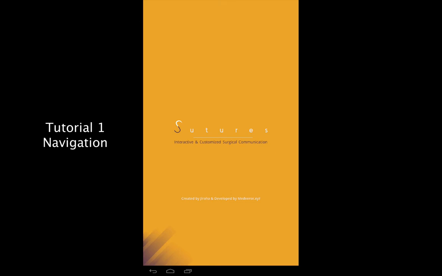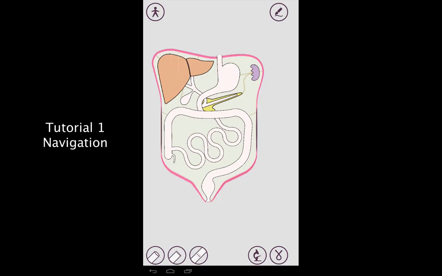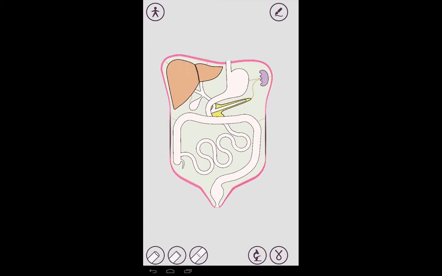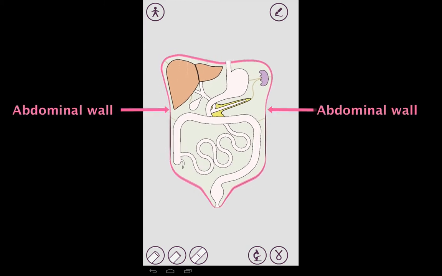When you open Sutures, the first screen shows a clear and simplified representation of a digestive system anatomy. As you see, we have the organs within a pink frame, which represents the abdominal wall.